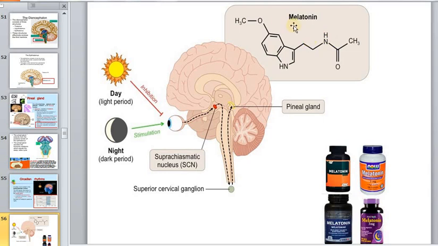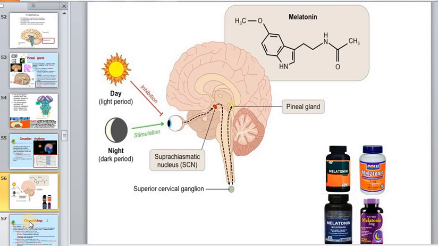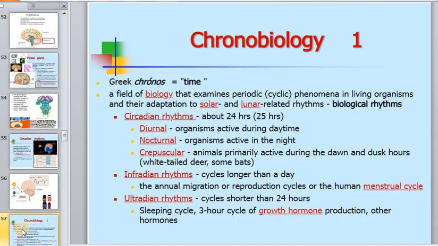It is the formula of melatonin. If you have a problem with sleeping, in the pharmacy we have special melatonin drugs, and we can use this for regulation of our sleeping and wakefulness cycle. Everything is under the control of circadian rhythms.